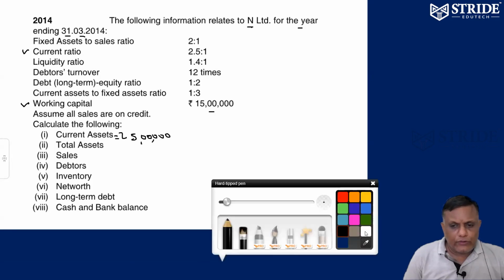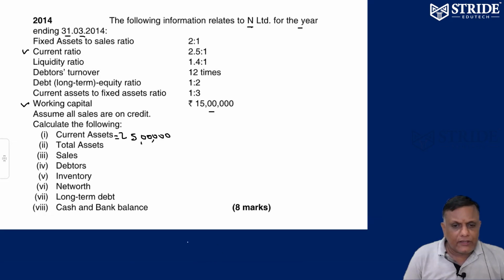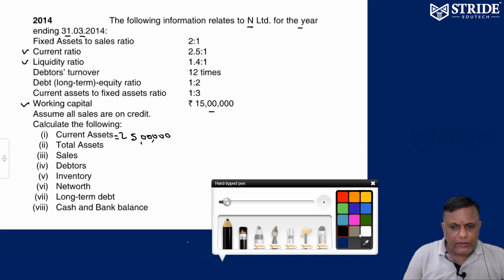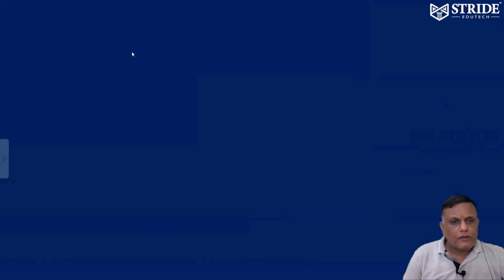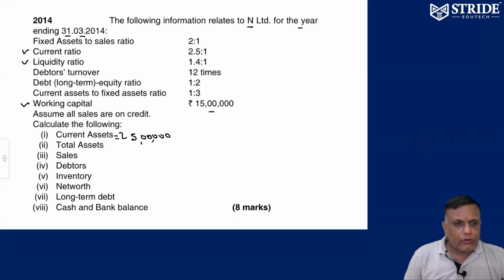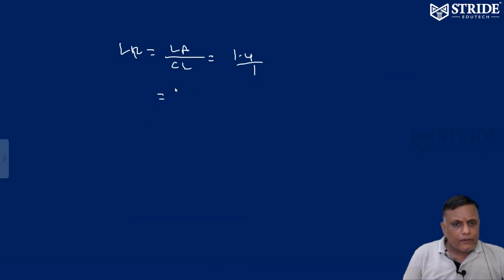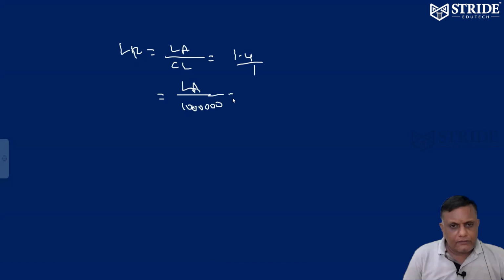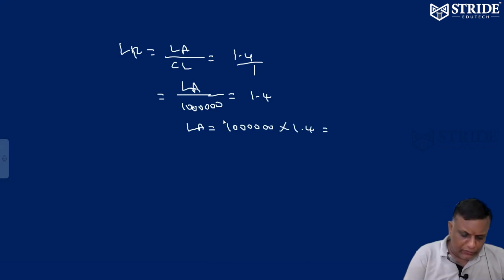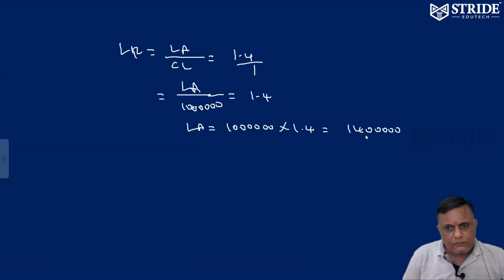Let's go one by one, slowly. Next, my target is the liquid ratio, to get inventory. Liquid ratio is liquid asset by current liability. It is given as 1.4:1. We already know current liability is 10 lakhs. So liquid asset is 10 lakhs into 1.4, that is 14 lakhs.